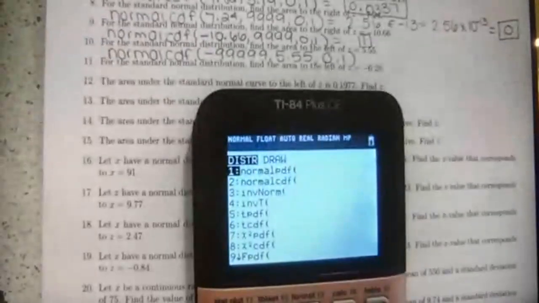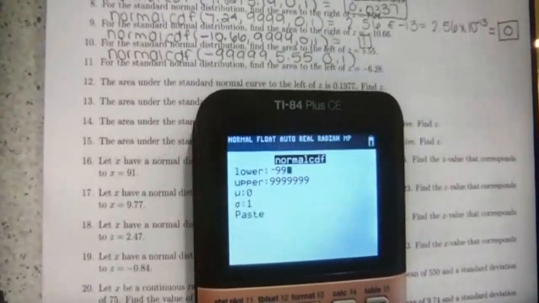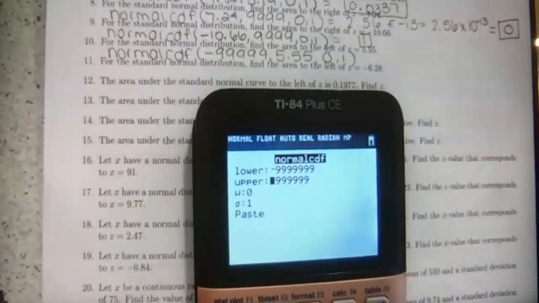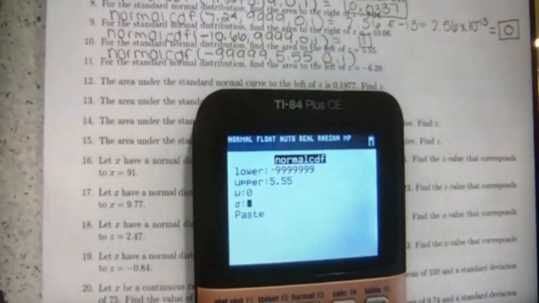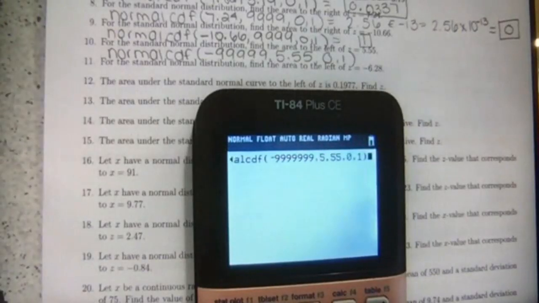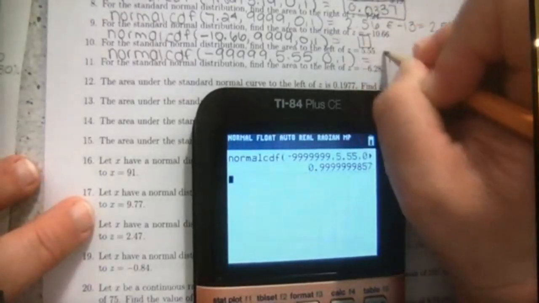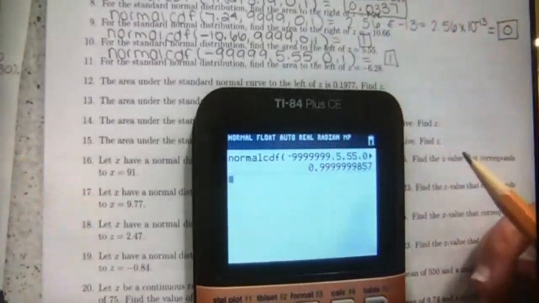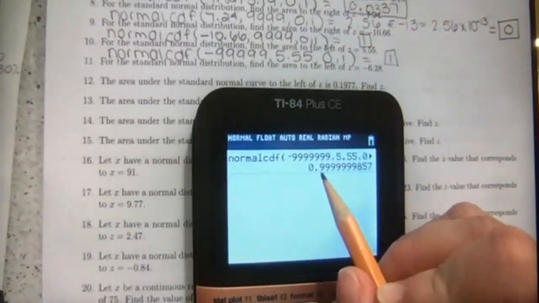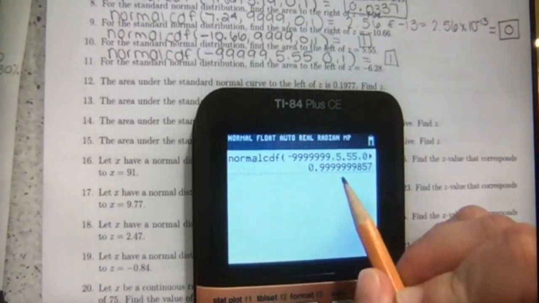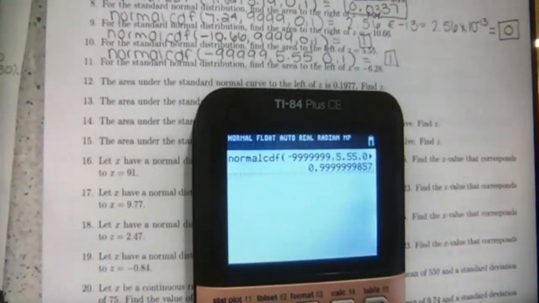In our calculator, second bars, normal CDF. Lower limit's negative infinity, so negative 99999. Our upper limit's 5.55. It's still standard, so our mean is still 0, and our standard deviation is still 1. Pressing enter, it looks just like how we have it written. Pressing enter again, we have 0.999, which rounds up to 1. We usually round to 4 decimal places, so rounding is 1, 2, 3, 4. Rounding that fourth 9 will make the whole thing round up to 1.